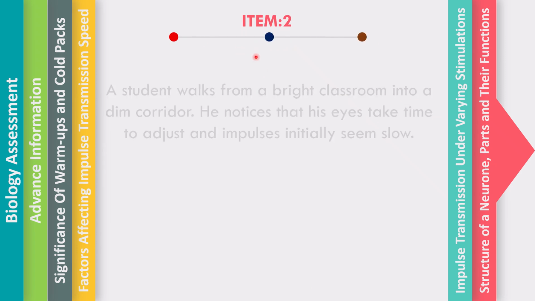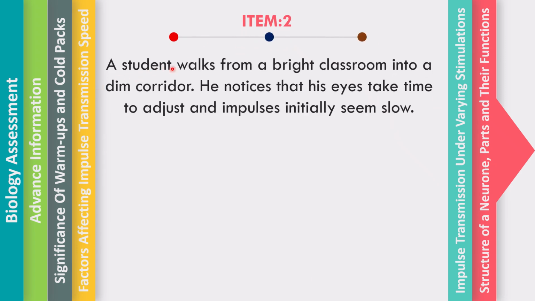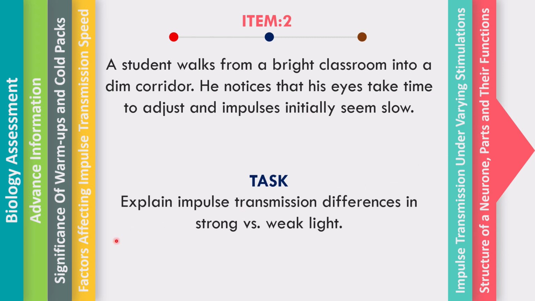Item 2. A student walks from a bright classroom into a dim corridor. He notices that his eyes take time to adjust and impulses initially seem slow. Task: explain impulse transmission differences in strong versus weak light.